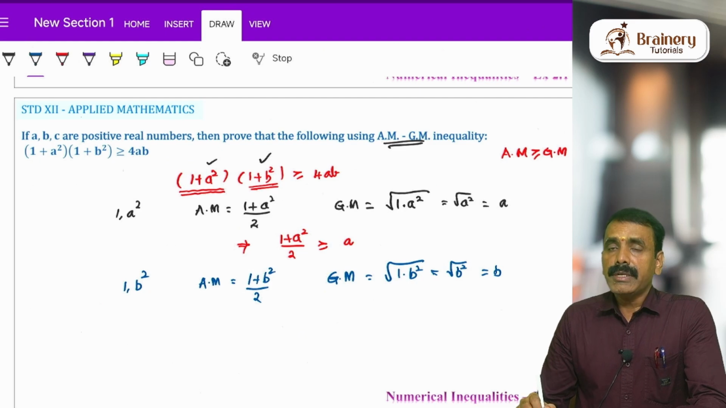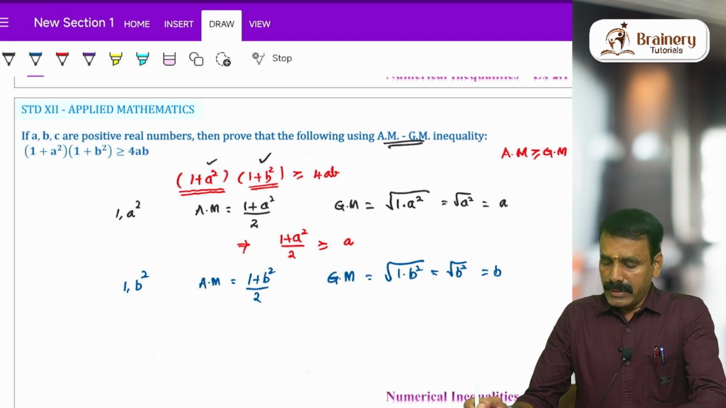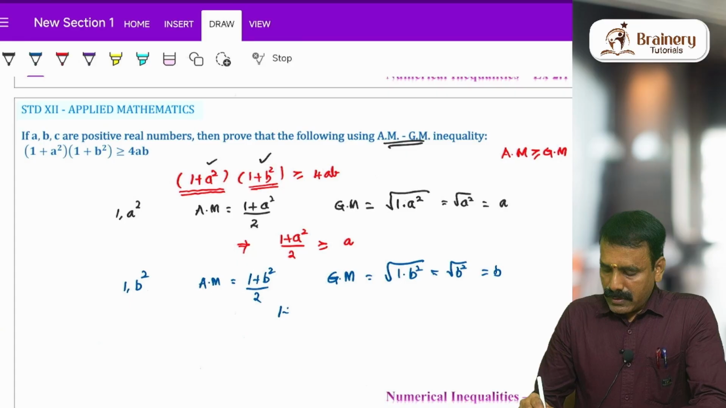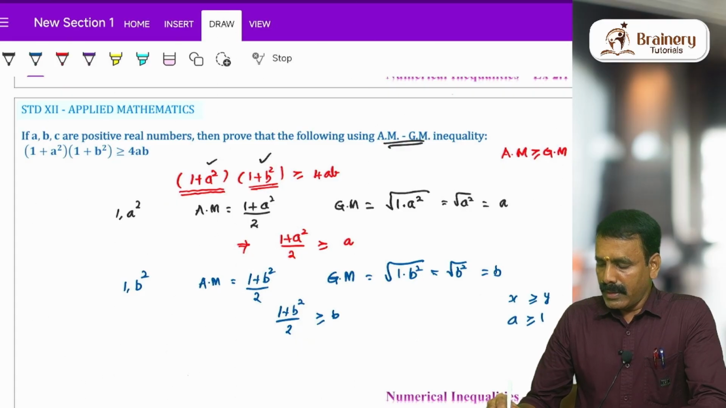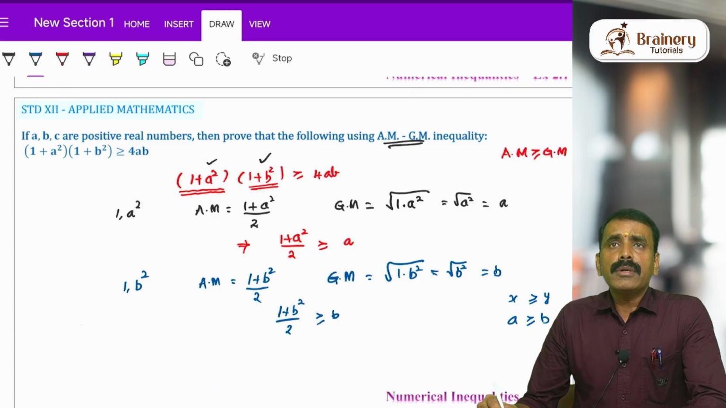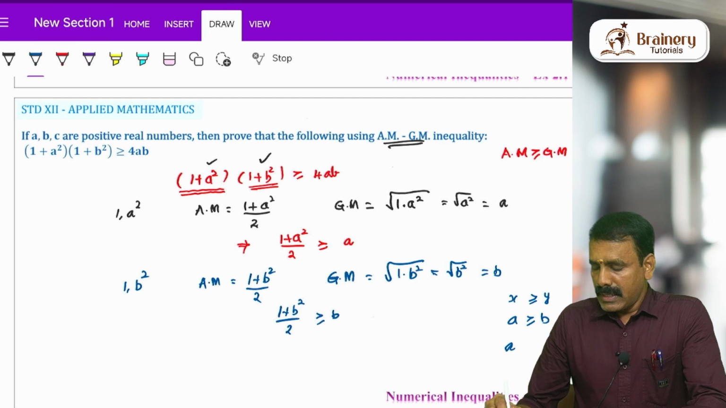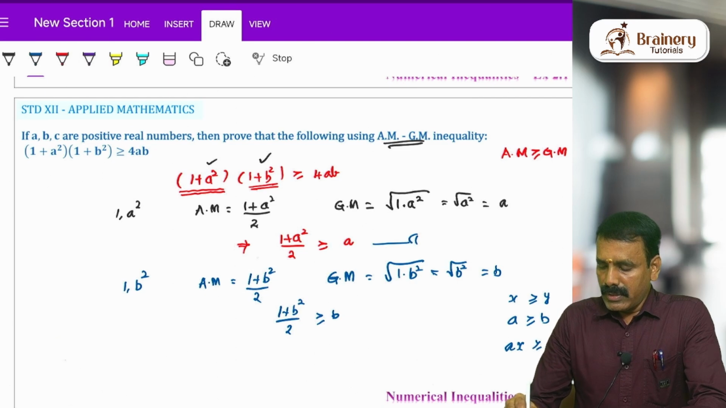So I connect this AM and GM with the AM-GM inequality. In that case, we get 1 plus B square by 2 greater than or equal to B. And we have X greater than or equal to Y and A greater than or equal to B. Because all are positive numbers, I multiply. In that case, AX will be greater than or equal to BY. So this is the first inequality, this is the second inequality. So I am going to multiply.